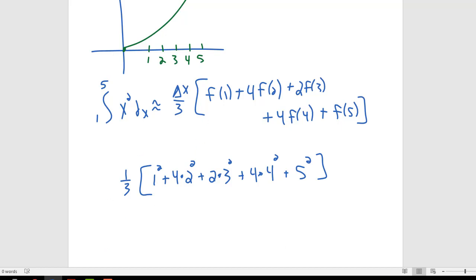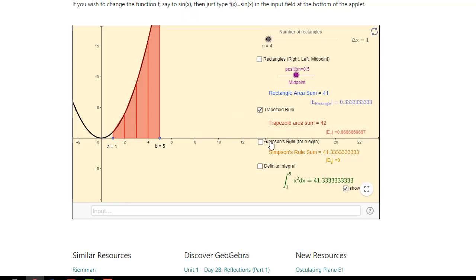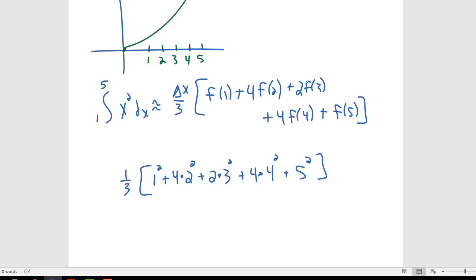I'm going to bring up that applet that we were looking at. And if I look at Simpson's Rule, I see that I get 41 1/3. And I get 41.33333 as that decimal value. So let's say this is 41 1/3 if we were to add all of that together. And that's Simpson's Rule. So what's new in this type of conversation is Trapezoidal Rule and Simpson's Rule.